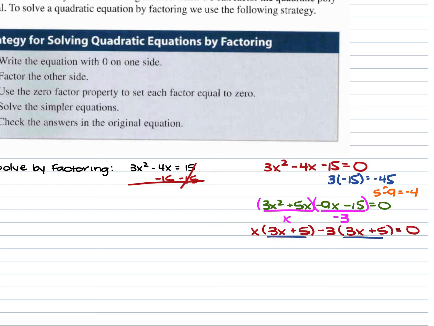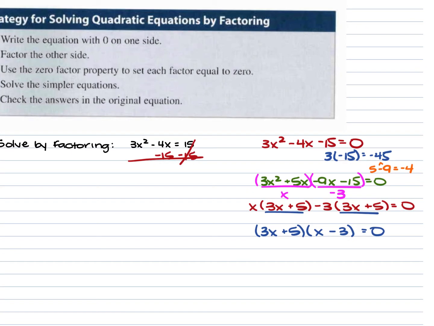Your 2 sets of parentheses are the same, so we're going to rewrite it once and then form another set of parentheses with the x and the negative 3. We are solving these, so we're going to set each set of parentheses equal to 0, and we're going to solve. So we're going to have 3x plus 5 is equal to 0, and x minus 3 is equal to 0. We subtract the 5 from each side with the 3x plus 5 is equal to 0. We get 3x is equal to negative 5. Then we divide each side by the 3, and we get that x is equal to negative 5 over 3.